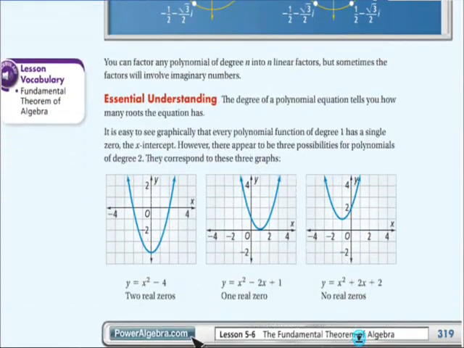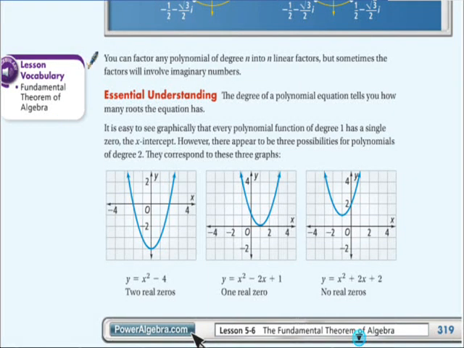Alright. Big picture, the essential understanding that we need to make sure we have a good grasp on is that the degree of a polynomial equation tells you how many roots the equation has. And that's really all this whole fundamental theorem is about.